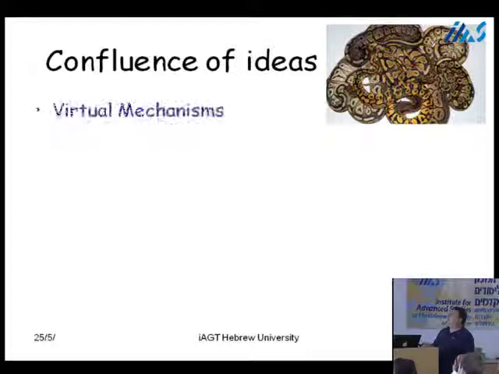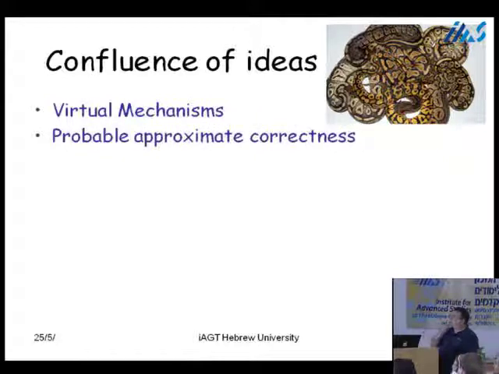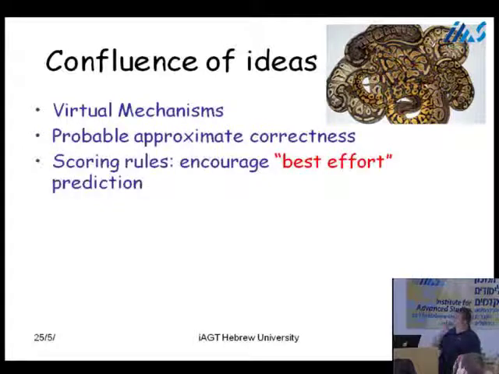Now, there's a confluence of ideas here. So there's these virtual mechanisms which I didn't know anything about until very recently. And of course there's this notion of probable approximate correctness, which is in some sense like virtual mechanism. And there are these things called scoring rules, which we actually saw in a talk just 2 days ago, I mean in your talk. And these scoring rules are some way of encouraging best effort predictions. And these things are very strongly related to what I'll be talking about here. And it's not surprising, I'll explain why.